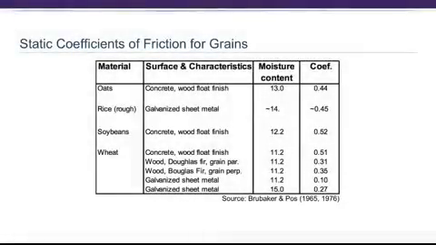This shows just some more information on other types of material. There's, again, a fair number of different examples included for wheat, just so you can see the effect of the type of surface on the coefficient of friction.